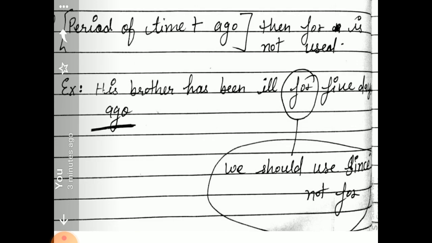Next one, for a period of time plus ago, in that case for is not used. We should keep it in mind. And his brother has been ill for 5 days ago. So the word ago is there, and a period of time, 5 days, is there, so we have to make use of since. So it should be: his brother has been ill since 5 days ago. So this is the usage of for.